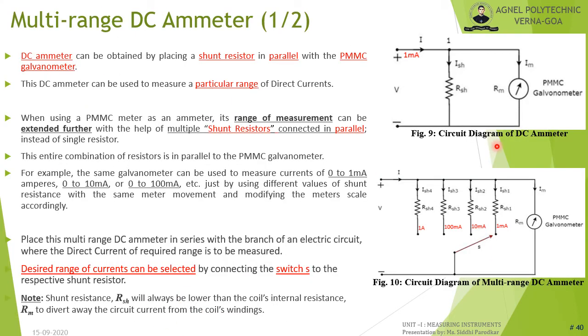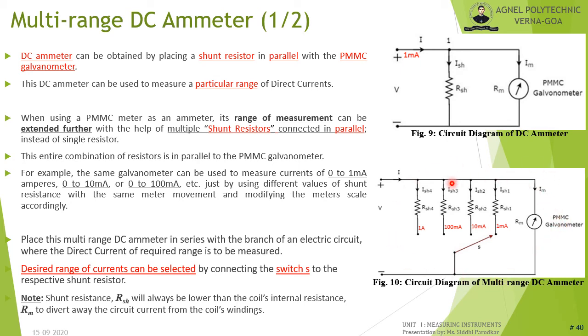In the last slide, what we have seen is DC ammeter consists of a shunt resistor connected in parallel with the PMMC galvanometer. This DC ammeter can measure current up to a certain range, for example 1 milliampere. Thus, to extend the range further beyond 1 milliampere, we can connect multiple shunt resistors in parallel to each other, and this parallel combination of shunt resistors is connected in parallel with the PMMC galvanometer. Thus, we obtain multi-range DC ammeter.